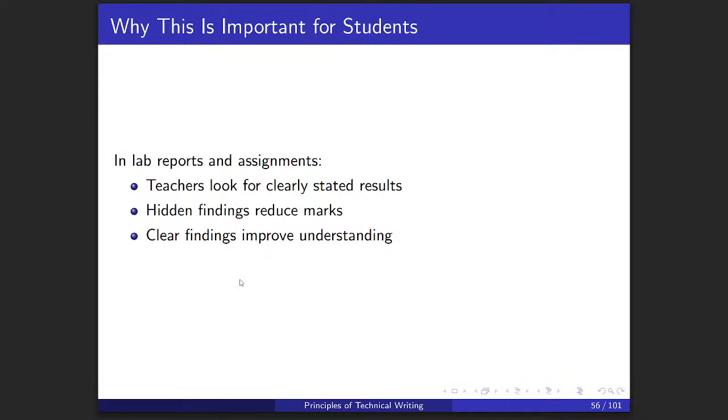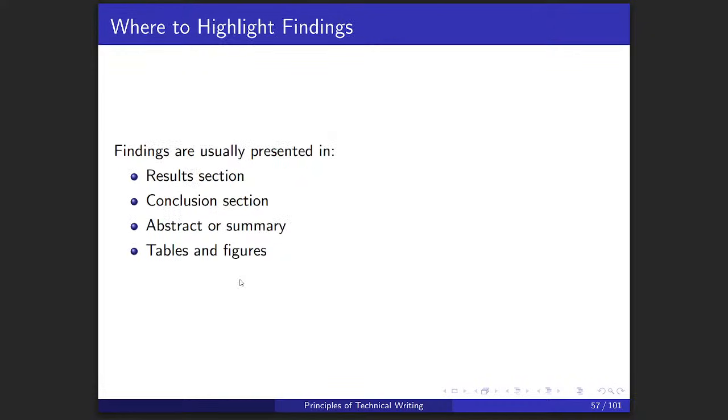Now I am not reading this out either. So, ways to highlight findings. Findings are usually presented in the results section. The bug that you found, you need to mention in the results section and the conclusion section, and also in the abstract. And you need to showcase how the bug has been fixed.